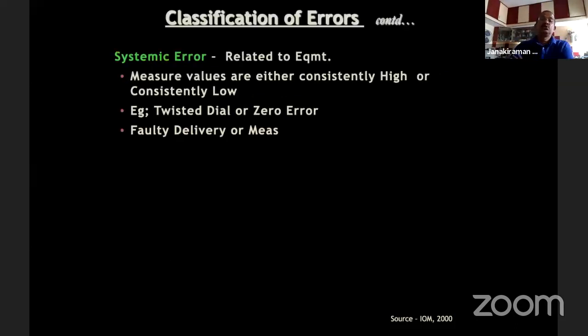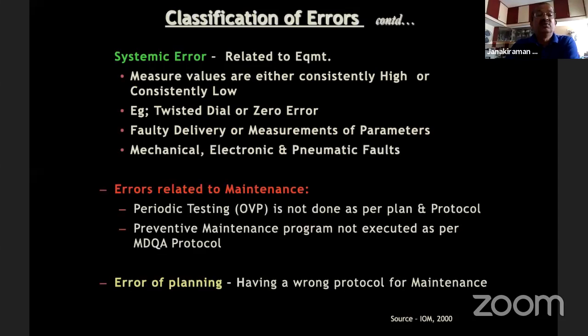Systematic error associated with the equipment: consistently high or consistently low. Calibration, twisted dial, zero error. Faulty delivery or measurement of parameters. Mechanical, electronic, pneumatic faults and errors related to the maintenance. Periodic testing, OVP, is very important. Operation verification procedure is to be done as per planned protocol. The preventive maintenance program needs to be executed judiciously as per the user's or service manual.